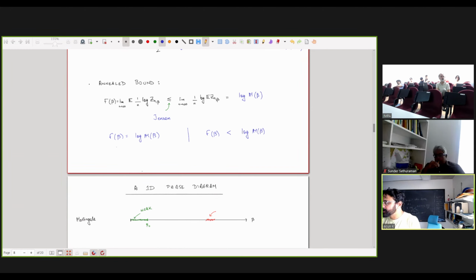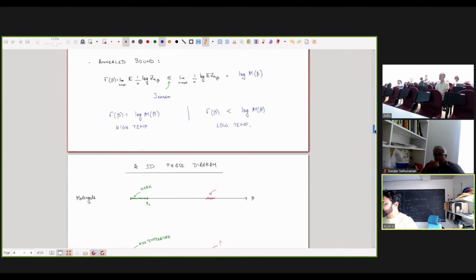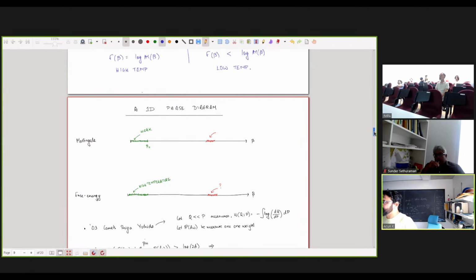Okay, and I'll call this high temperature, and I'll call this low temperature. I'm not really allowed to call it high temperature and low temperature at this point because I've not established a monotone phase transition, but that's my next intention.